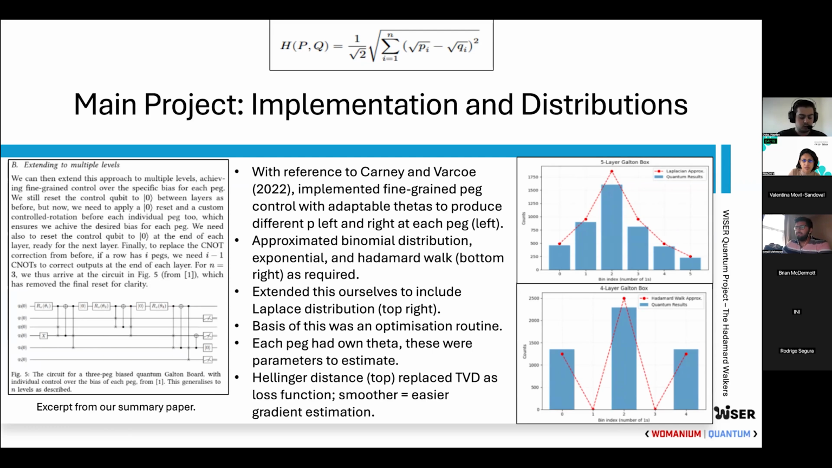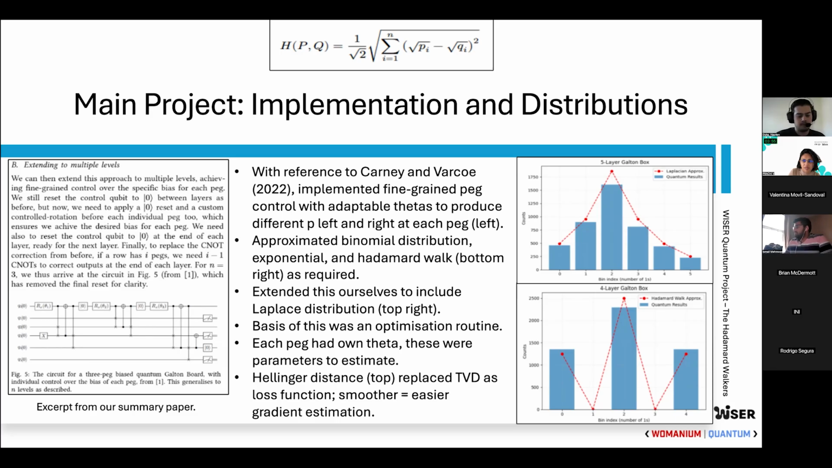The way we decided to do this was to use an estimation routine to find the optimum thetas for each peg. One of the key evolutions in our project along the way was to replace the total variation distance as our loss function with the Hellinger distance, which worked a lot better because it's effectively a smoother function, and that helps us to better estimate the gradients of the loss function.